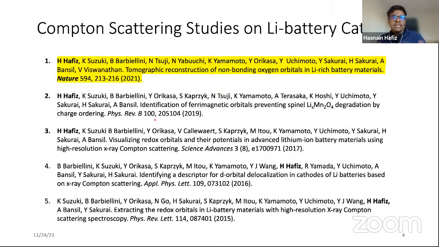Now, here is a list of some papers that we have published over the years, concentrating our work on battery materials but using spectroscopic techniques such as Compton scattering. We have also used other spectroscopic techniques such as X-ray absorption, emission, and all sorts of different things. But today I will just focus on my work on Compton scattering, and I will mainly describe our very recent work that was published in Nature this year.